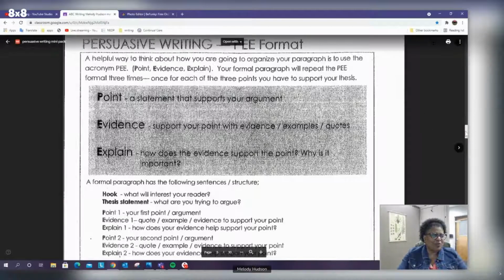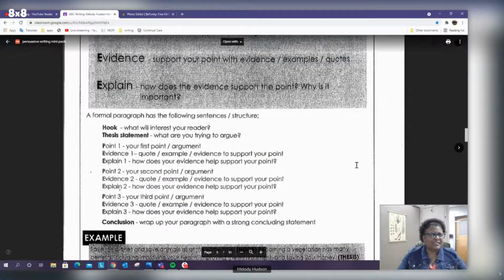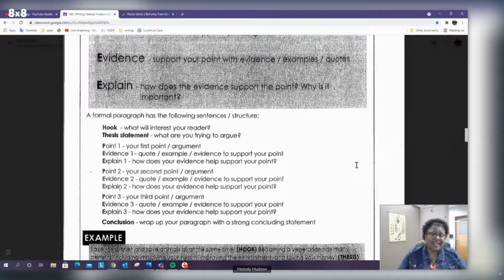And so a formal paragraph, remember we're writing formally in school and we're not using slang. We are speaking in formal, this is a formal setting. So boom, that's not going to be in there.